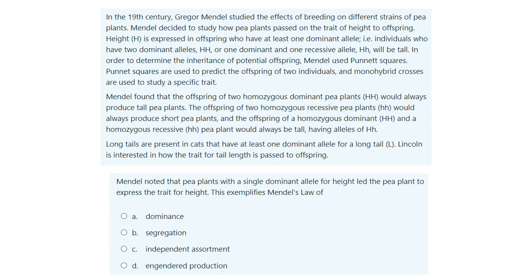Mendel noted that plants with a single dominant allele for height led the plant to express the trait for height. This exemplifies the law of what? Well, it's a dominant allele. Okay, we haven't really looked at this terminology in class, but a dominant allele expresses the trait, so this is about dominance. The correct answer would be A.